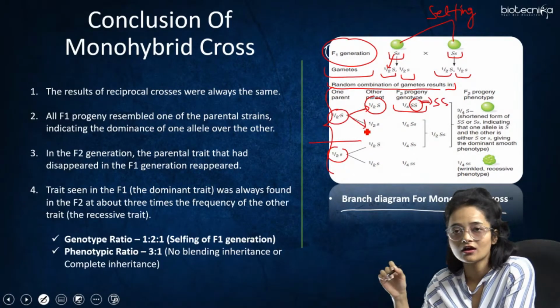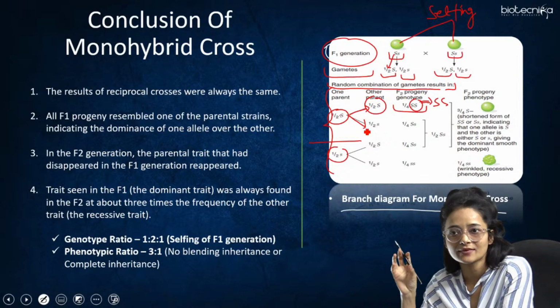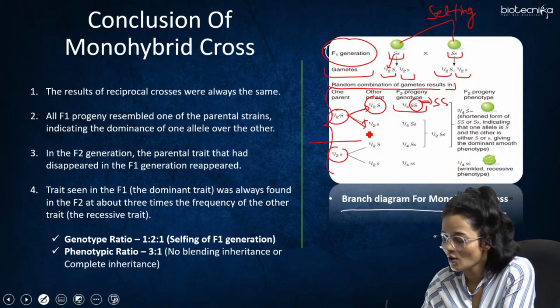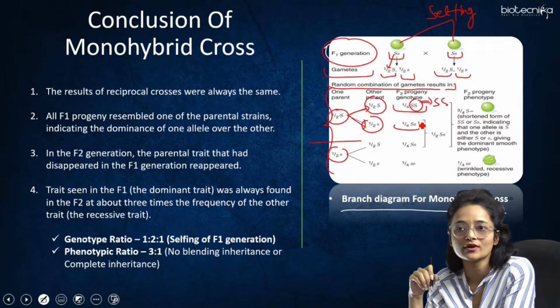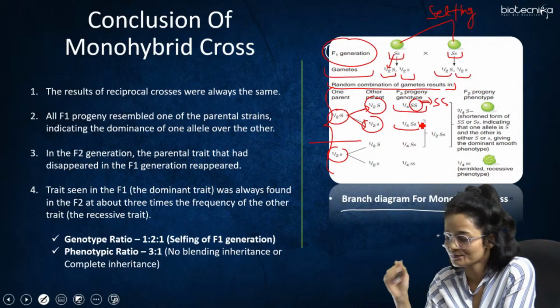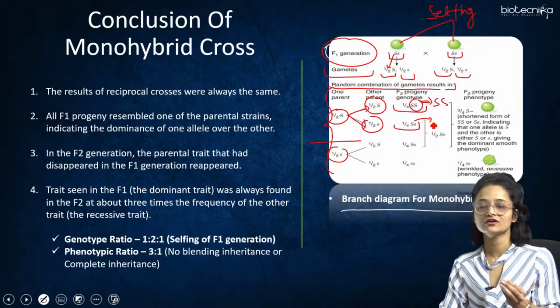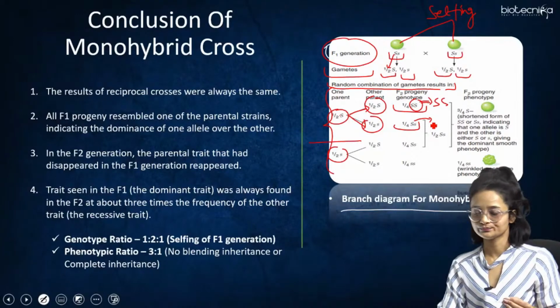And when this half capital S of one parent combines with the half small s of the other parent, then what does it produce? It produces 1/4 capital S, small s, right? So this is the genotype which is being produced. Heterozygous genotype is being produced here in 1/4 ratio.